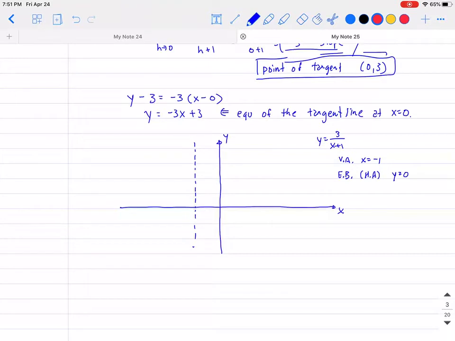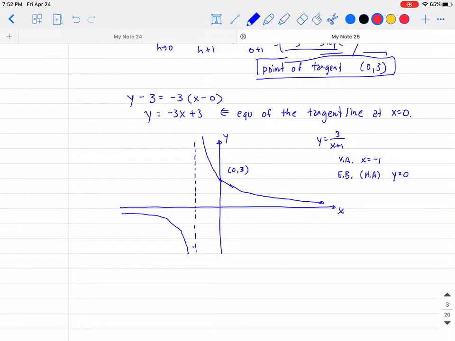And in terms of just plugging in a value, if I plug in x is equal to 0, you're supposed to get 3. So that's somewhere over here. So that point, let's just say, is approximately 0, 3. So if I sketch out the graph, this is basically what it looks like.